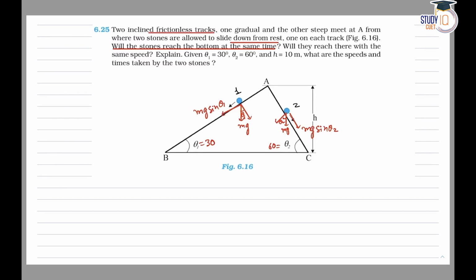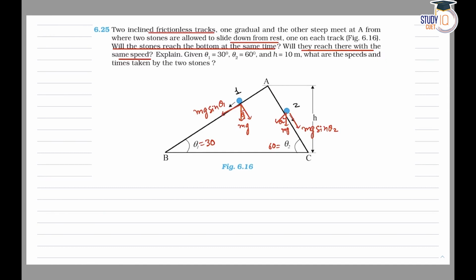Another part: will they reach there with the same speed? So when they reach the bottom, the order of speed we have to find, and the time taken by them we are supposed to find out. So what is the speed and what is the time taken by the stones when they reach the ground?